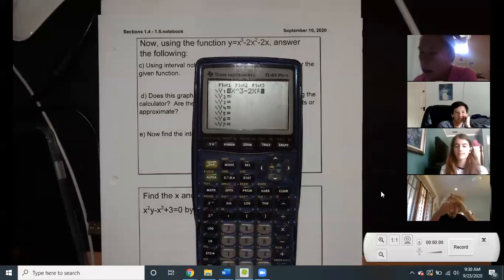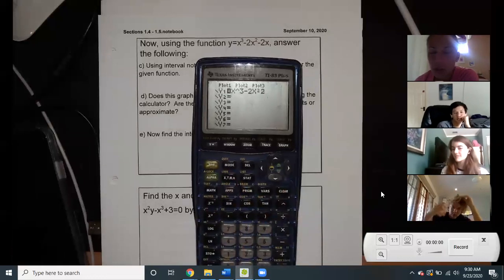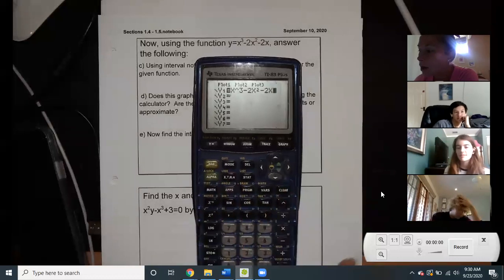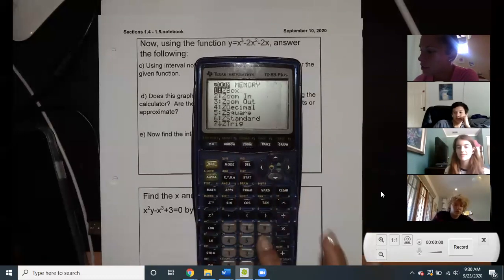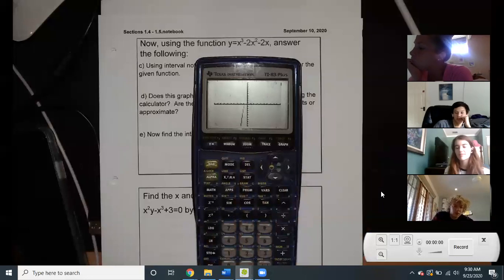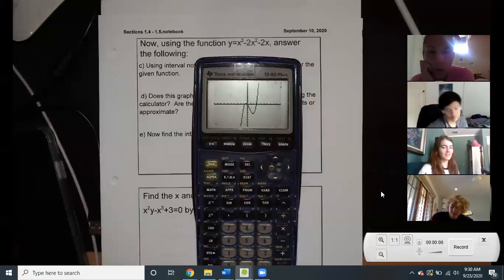Okay, so here, let's type this in. So we've got x cubed minus 2x squared minus 2x. I'm going to start out in my standard window, so I'm going to hit zoom 6. Okay, so here's my window.